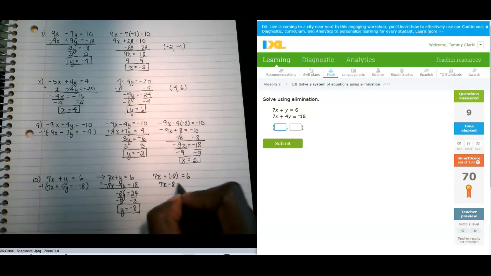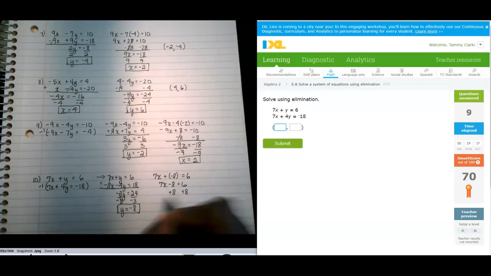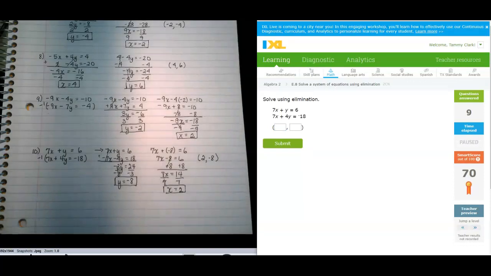7x minus 8 is equal to 6. I'm eliminating the 8 from the left side of the equation. So I've got 7x is equal to 14. Still don't have x alone, so I'm going to divide by 7 because that's what's in front of my x value. And what we see is that x did finally equal 2, and then we have 2, negative 8 as our solution.